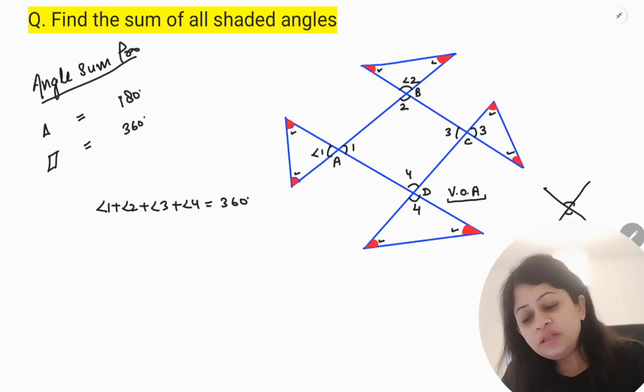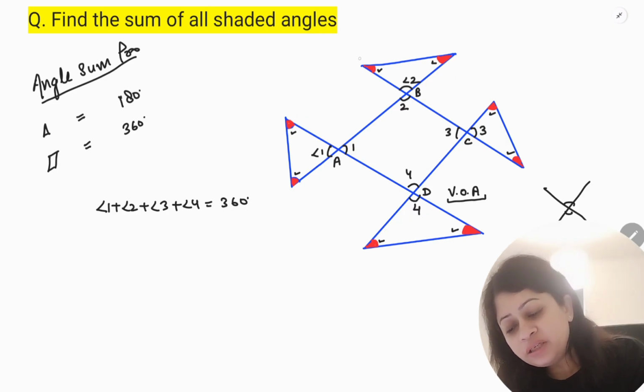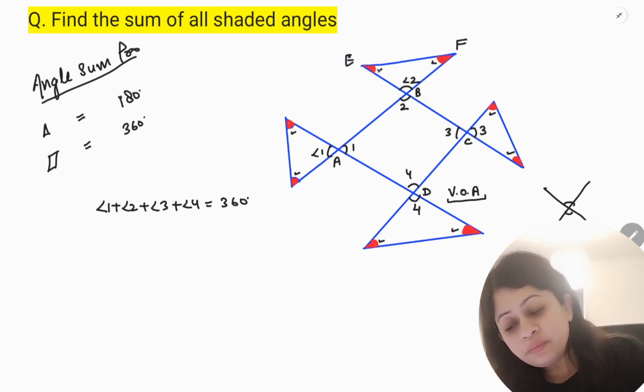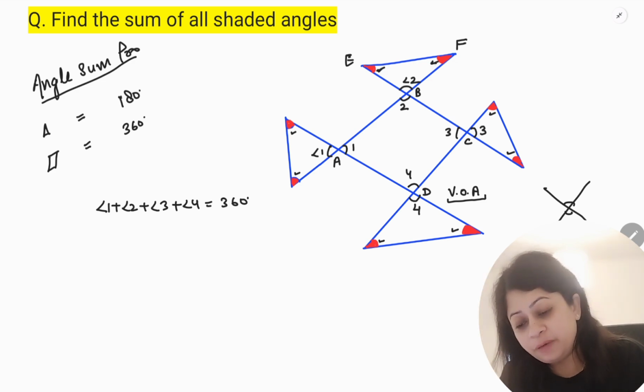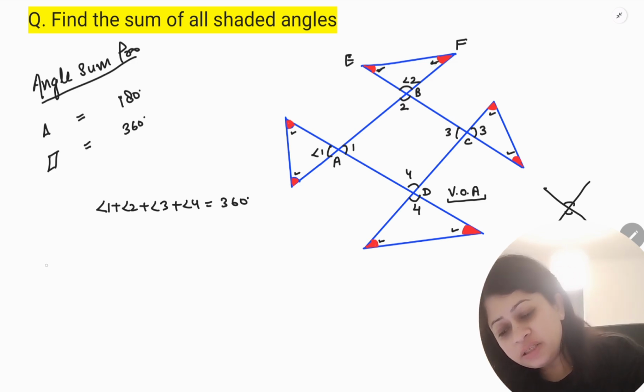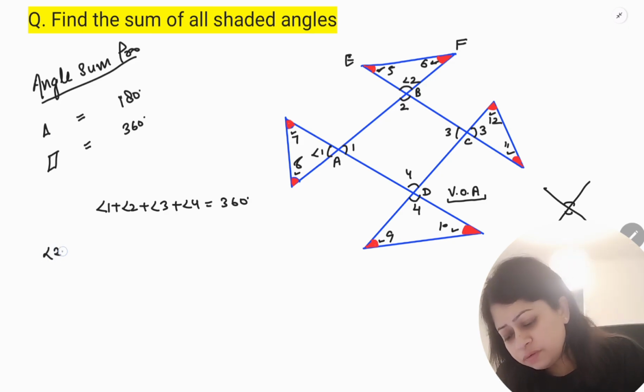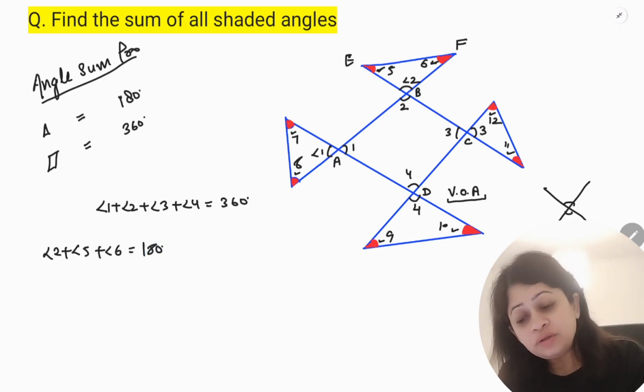So now if you see this triangle, suppose I say this is B, E, F. In this triangle, the sum of angles will be equal to 180. This plus angle 2 is 180. So suppose I say this is 5, 6, 7, 8, 9, 10, 11, 12. Now I have named the angles. So I know angle 2 plus 5 plus 6 is 180, right? So I will write here.